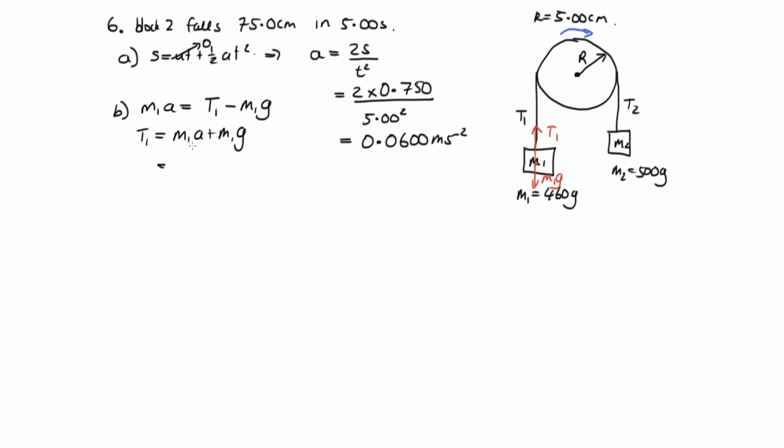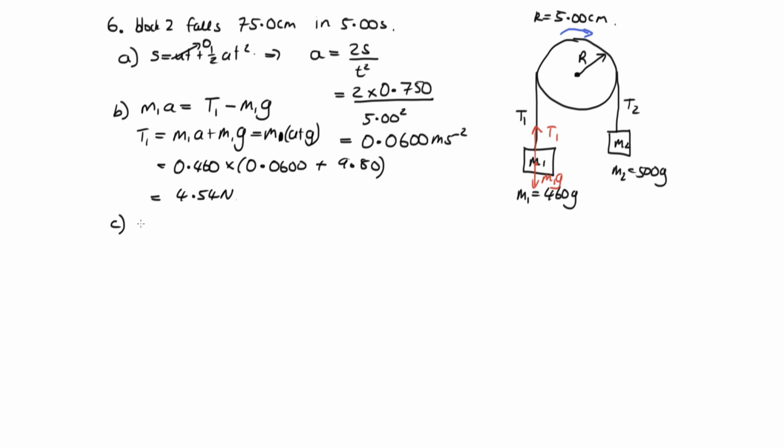So let's write this as M1(a + g), just to save ourselves some space. So M1 is equal to 0.460 kilograms times a, which we've calculated here, 0.0600, plus g, which we can use as 9.80. Solving that on the calculator, we end up with 4.54 newtons.